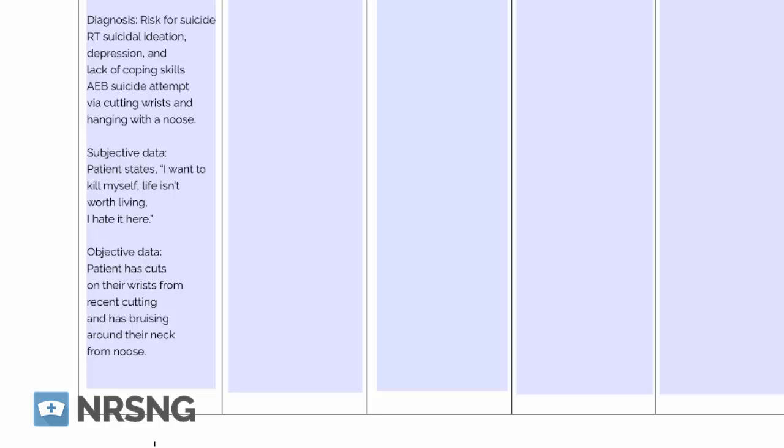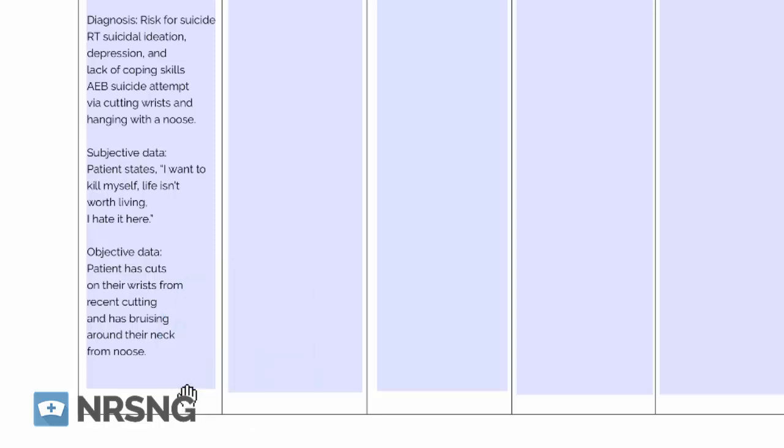The subjective data is that the patient stated, I want to kill myself. Life isn't worth living. I hate it here. These are the kinds of things that he had said to you at one point. And also, if I had more space, or if I really wanted to get detailed, I could put what the mother stated, that the mother witnessed him with the noose around his neck and falling off of the chair. The objective data is that the patient has cuts on the wrist from recent cutting and has bruising around their neck from the noose.